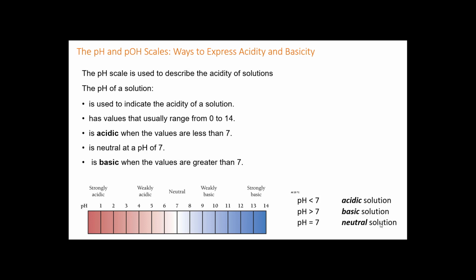We use a value of 0 to 14, 0 being the most acidic that something can be, and if you go all the way to 14, it is basic. 7 is neutral. So something that is 6.5 is slightly acidic, and something that's 7.5 is slightly basic. That's how we think of 7. Anything below 7 is acidic, and anything above 7 is considered basic.